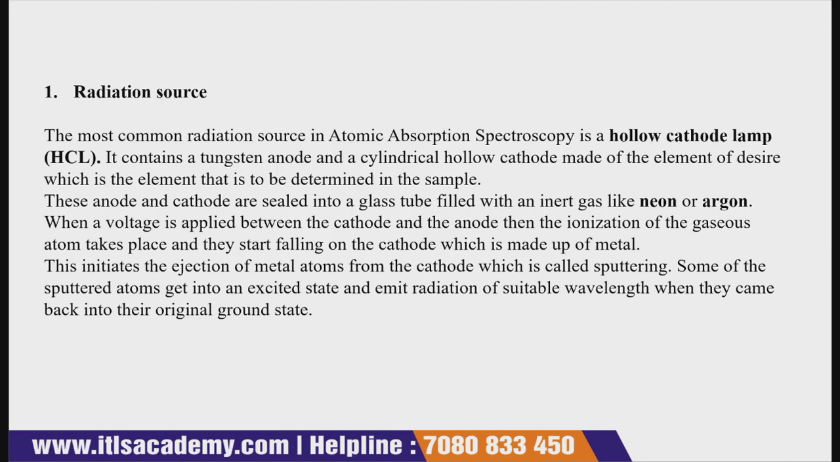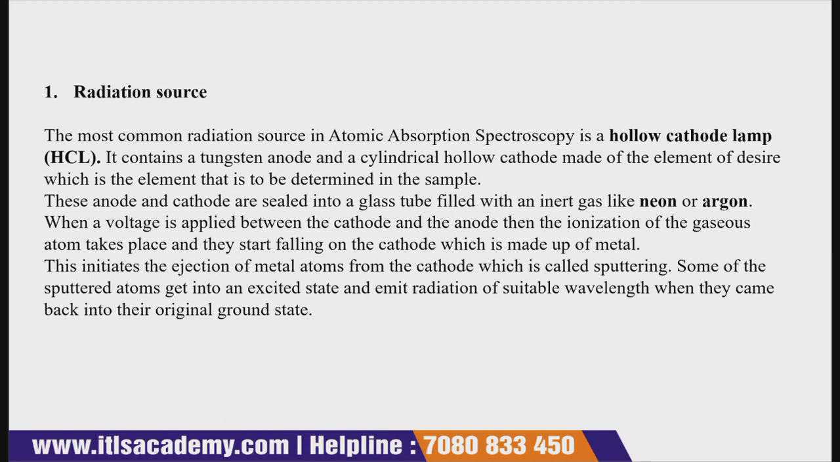This cylindrical hollow cathode could be made up of the desired element, which is basically the one to be determined in the sample. This anode and cathode are further placed in a glass tube, and this glass tube is sealed with inert gases like neon or argon. Whenever the voltage is applied between the cathode and anode, ionization of the gas takes place.